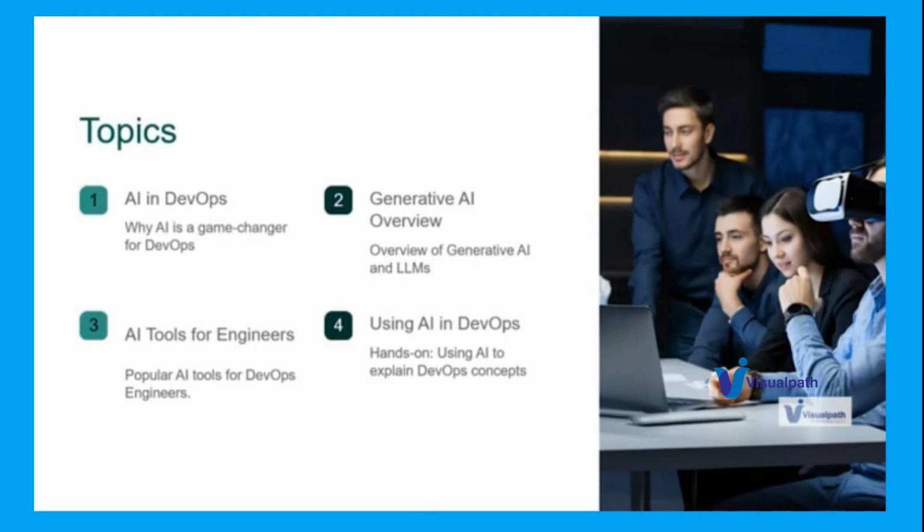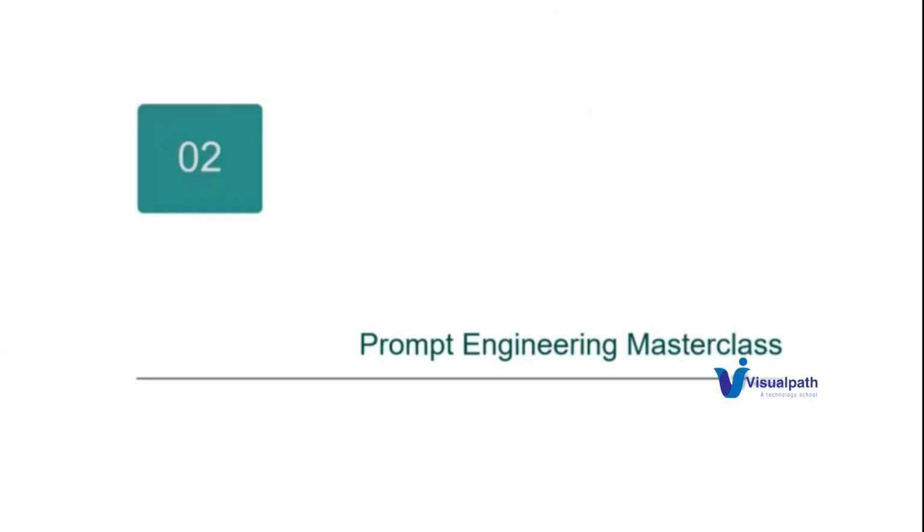Okay, so AI tools for engineers, popular AI tools for DevOps. There are a lot of AI tools. We even have a set of AI apps, a set of tools called AI operations. AI operations has plenty of tools that we will review one by one. Okay, using AI in DevOps. These are all the sections we have discussed.